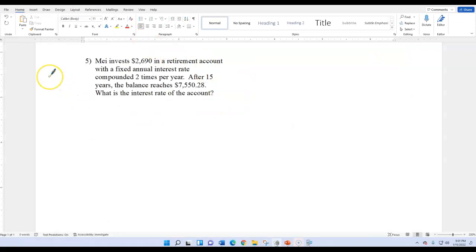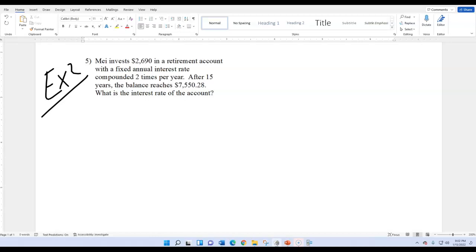All right, so let's go ahead and do number 5 here. I'm going to call this example 2 because it's a new type of problem. You'll see why in a moment. So it says, Mei invests $2,690 into a retirement account with a fixed annual interest rate, compounded 2 times a year. After 15 years, the balance reaches that much.